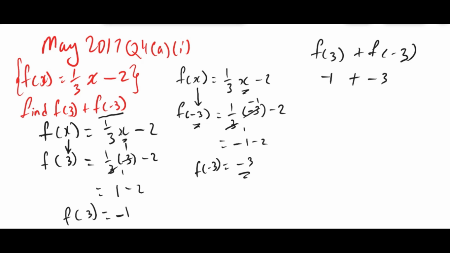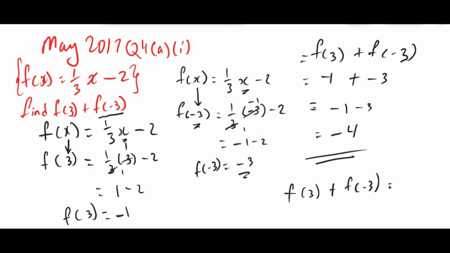So this here is minus 1 plus minus 3. And, well, we know this will be just minus 1 minus 3. And minus 1 minus 3 is minus 4. And that's it. So this will mean f of 3 plus f of minus 3 is equal to minus 4. And that's the answer, and that should be correct.